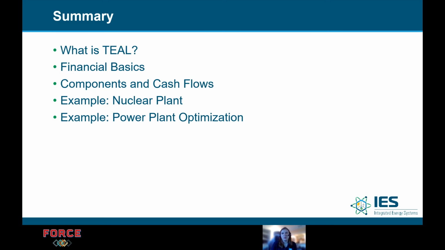a summary of what is TEAL and the financial basics of what it calculates, because I don't want to assume that anybody here has any background in finance whatsoever, and then talk about how TEAL works as far as the components and cash flows that you build in it. And then I have two examples to show the broad capabilities of TEAL and what you can use it for.